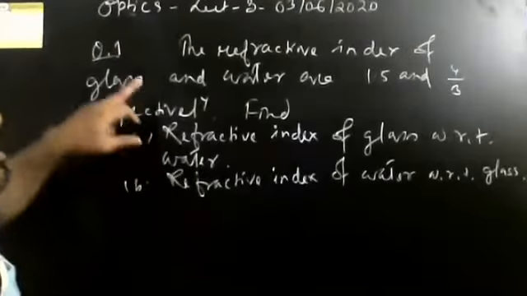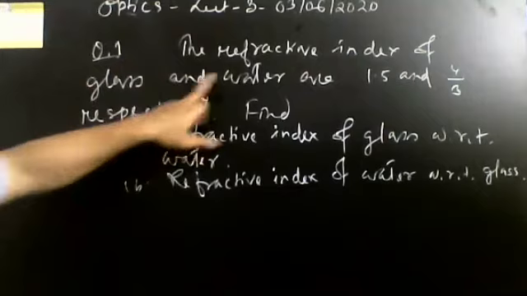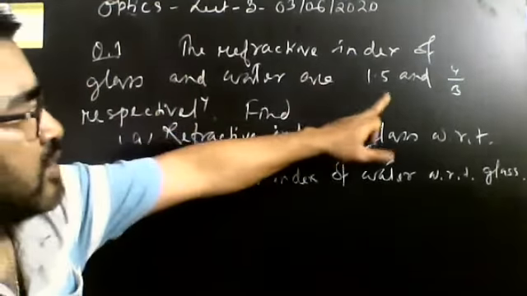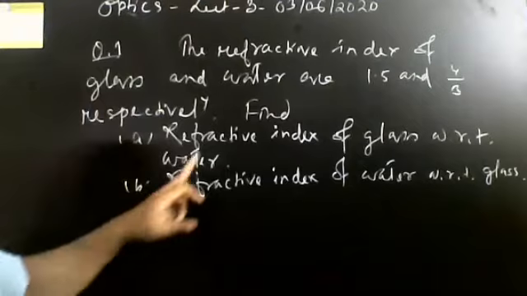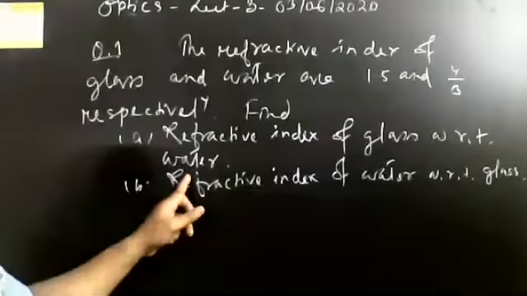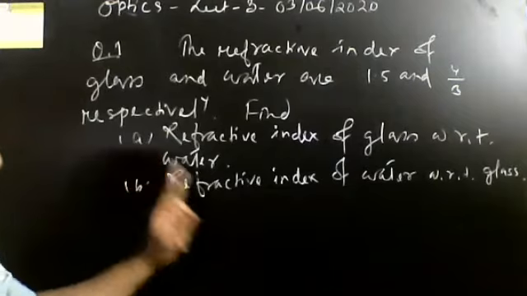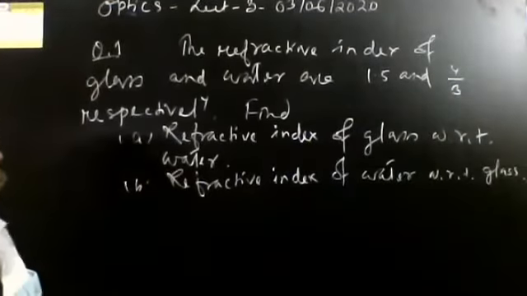So let me explain the question again. The refractive index of glass and water are 1.5 and 4/3 respectively. You are asked to find out the refractive index of glass with respect to water. Second question, the refractive index of water with respect to glass.